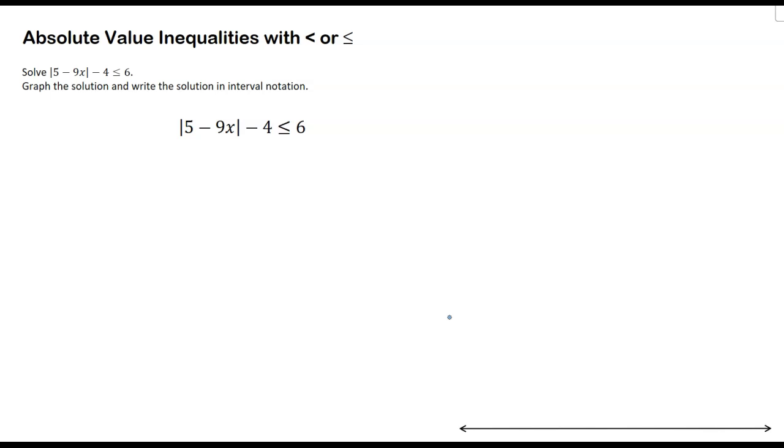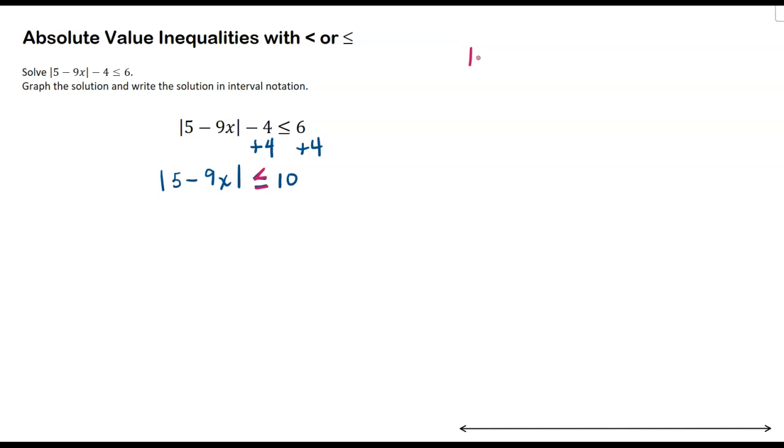So the first thing we need to look at is isolating our absolute value part. Add 4 to both sides, right? So we'll have the absolute value of 5 minus 9x less than or equal to 10. Now we have our absolute value part isolated, and we still have the less than or equal to symbol.